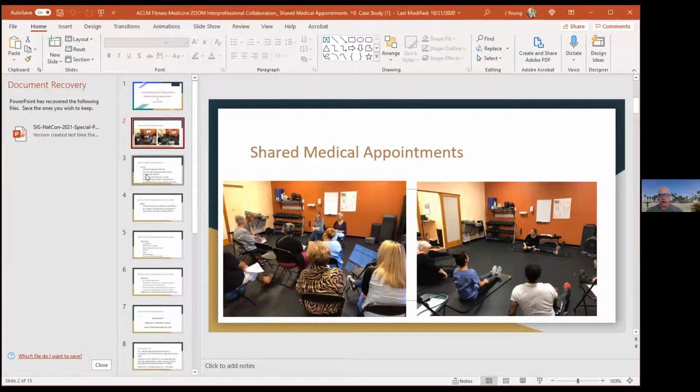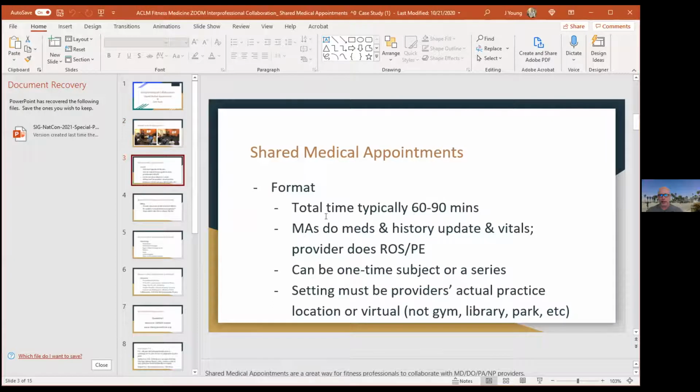And what they do, and I actually don't know a ton about this, but the total time of the appointment is typically 60 to 90 minutes. The medical assistants do the meds and the history update and the vitals. It can be a one-time thing or a series. But the thing is that it has to be the provider's actual practice. So this has to occur in the clinic with the provider actually there.